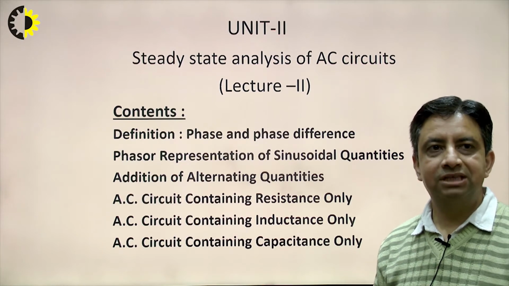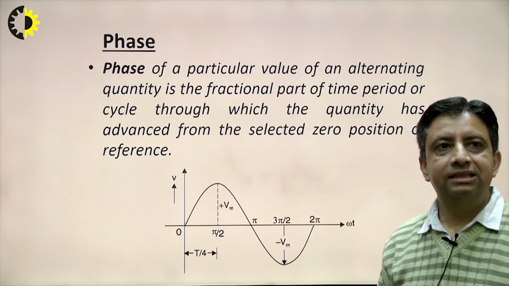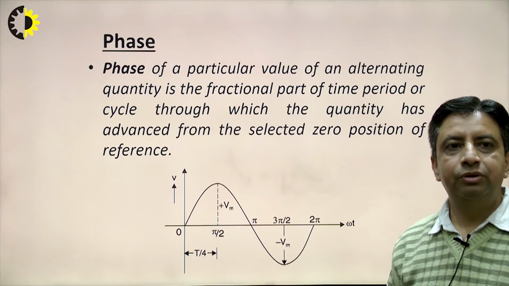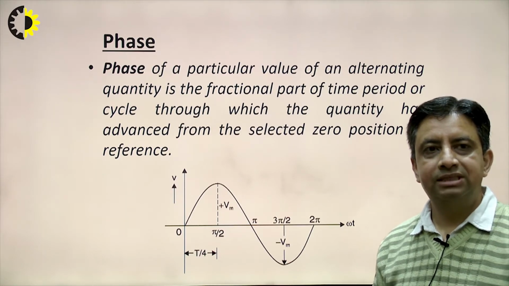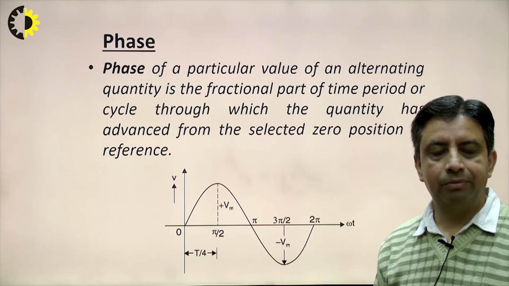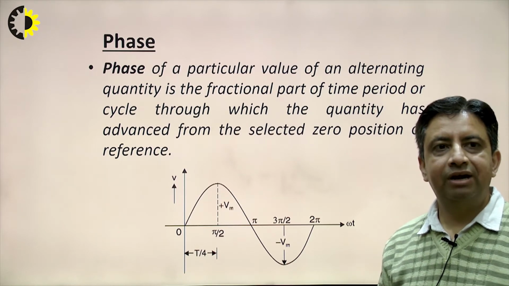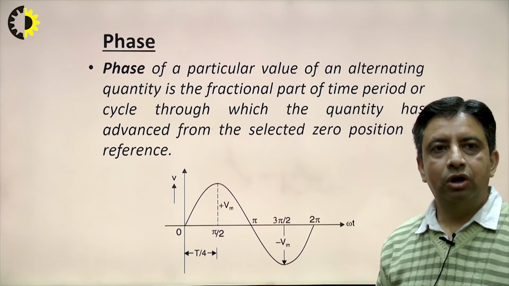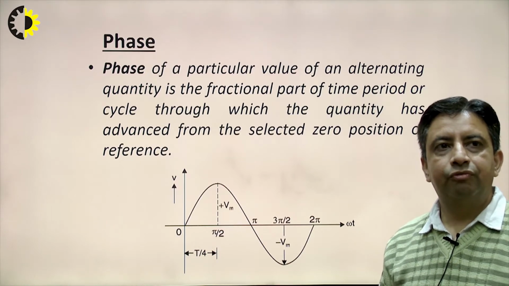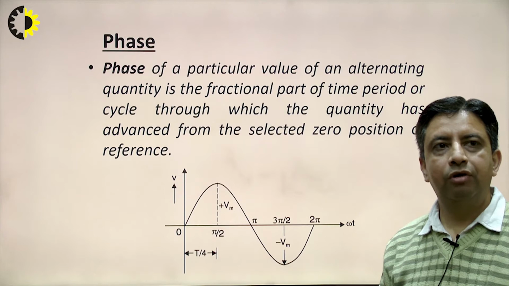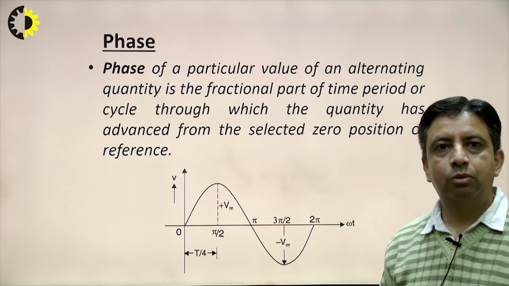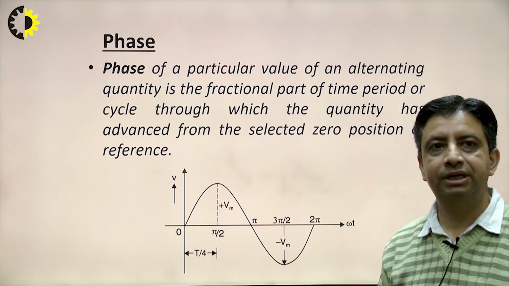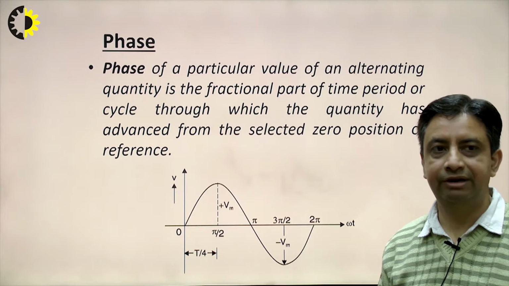So now I will start with the first topic, that is phase. Now we know that this alternating AC voltage waveform, as you can see in the figure, is a periodic waveform. So we will define a phase for this alternating quantity. The phase of a particular value of an alternating quantity is the fractional part of the time or cycle through which the quantity has advanced from its selected 0 position of reference.